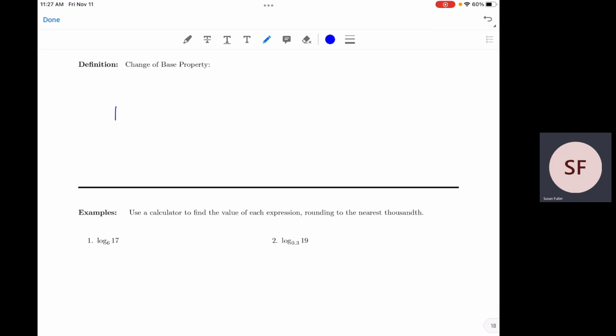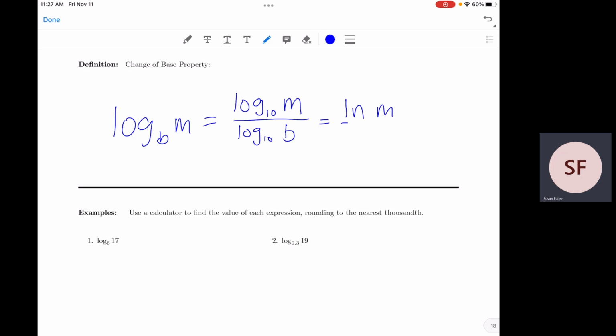All right, so the change of base property says that log base b of m is equal to log base 10 of m, the thing inside your logarithm, divided by log base 10 of b, which is the base of your logarithm. And again, you can use log base 10 for this, or it's the same thing if you use the natural log. It's the natural log of m, which is the thing inside your logarithm, over the ln of b, which is your base. So thing inside the logarithm over your base, you can either use the log base 10 or the natural log when you set these up. And so this is how we put things in our calculator.